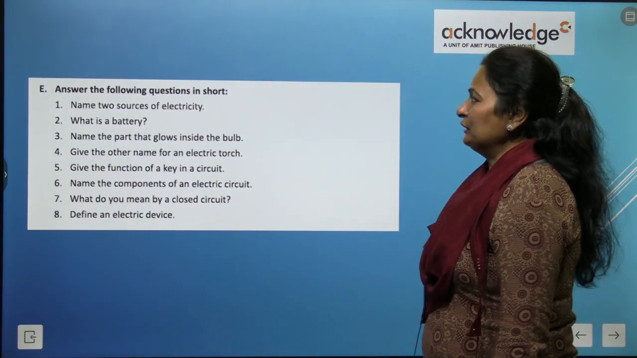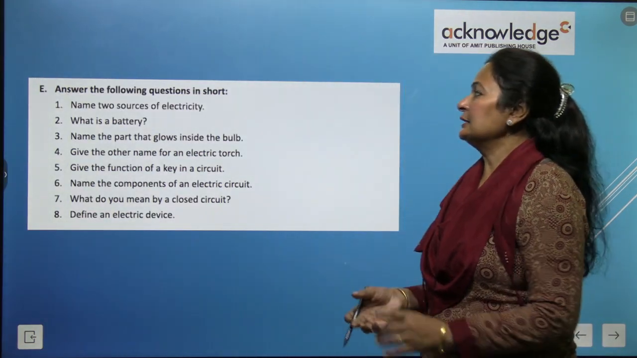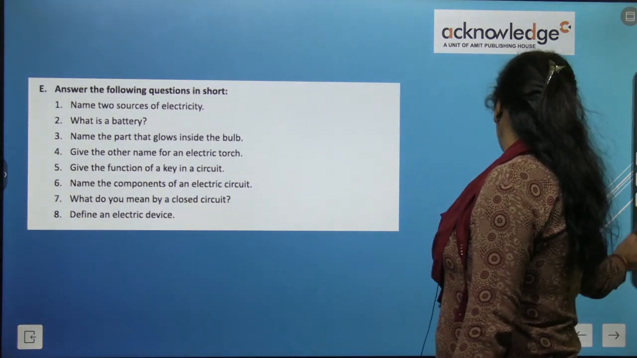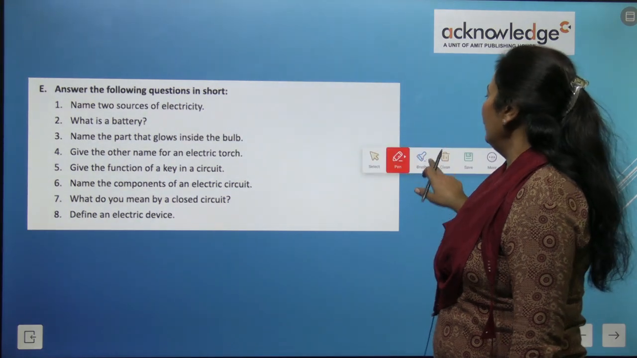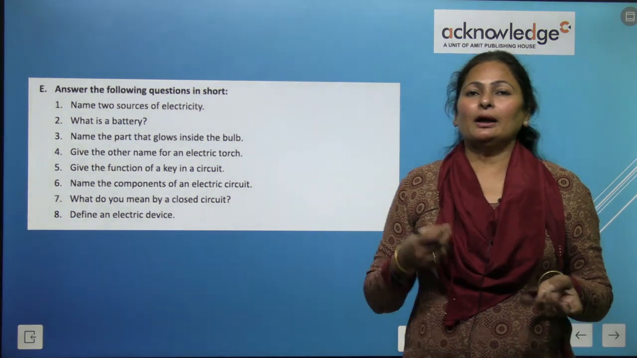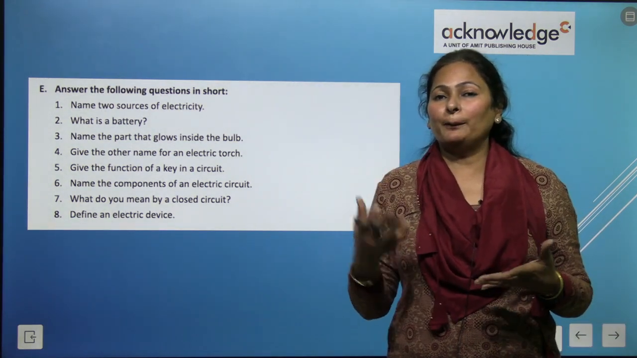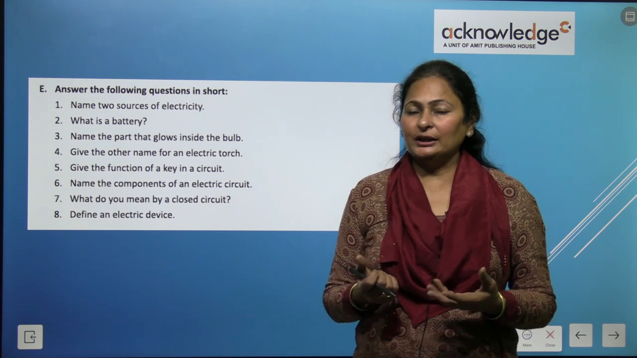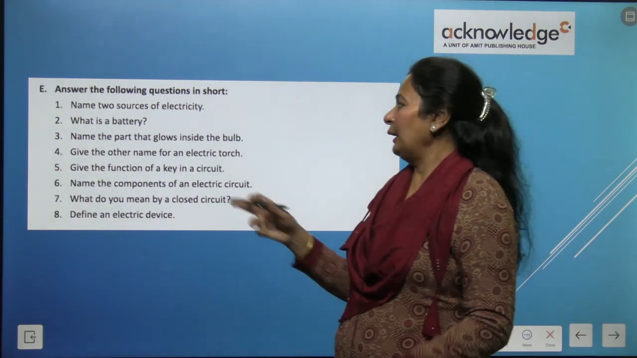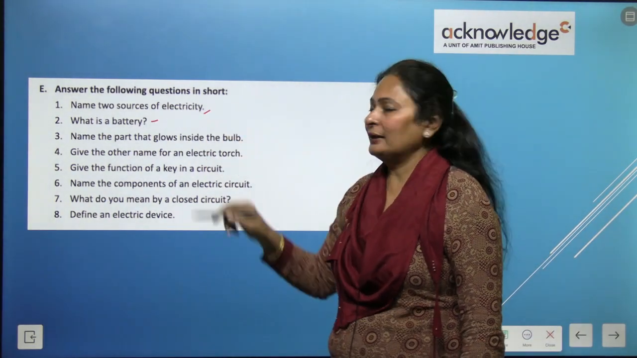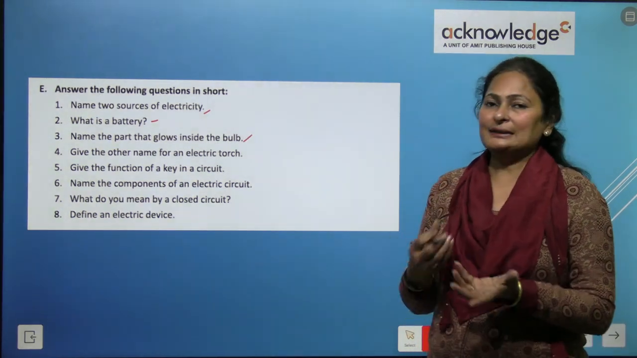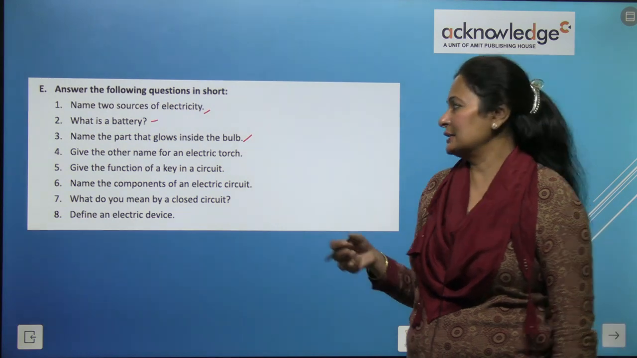So let's move to the question answers. The first question is: name two sources of electricity. So two sources of electricity are mains and batteries or cells, right? So what is a battery? A battery is when two or more cells are arranged or combined. Name the part that glows inside the bulb. It is the filament, actually made up of tungsten metal.